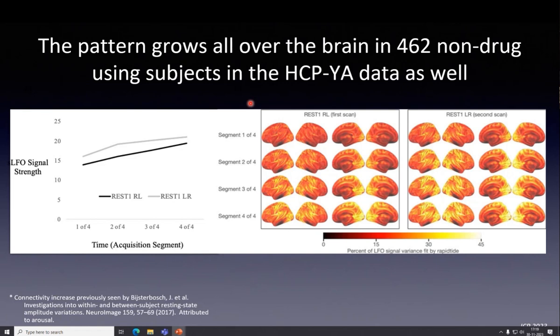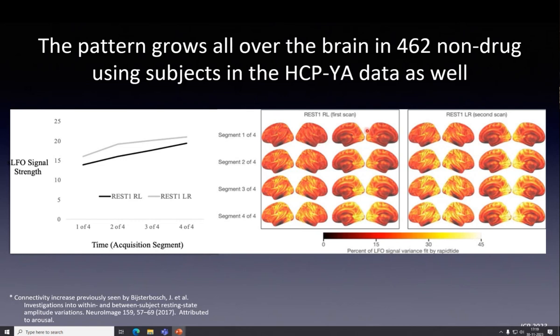HCP collected its data. The first resting state volumes were collected. They did a right-left phase encode and then a left-right phase encode. Right, left, left, right. And then the second day did the other way: left, right, right, left. Which means, by looking at the names, which one happened first.